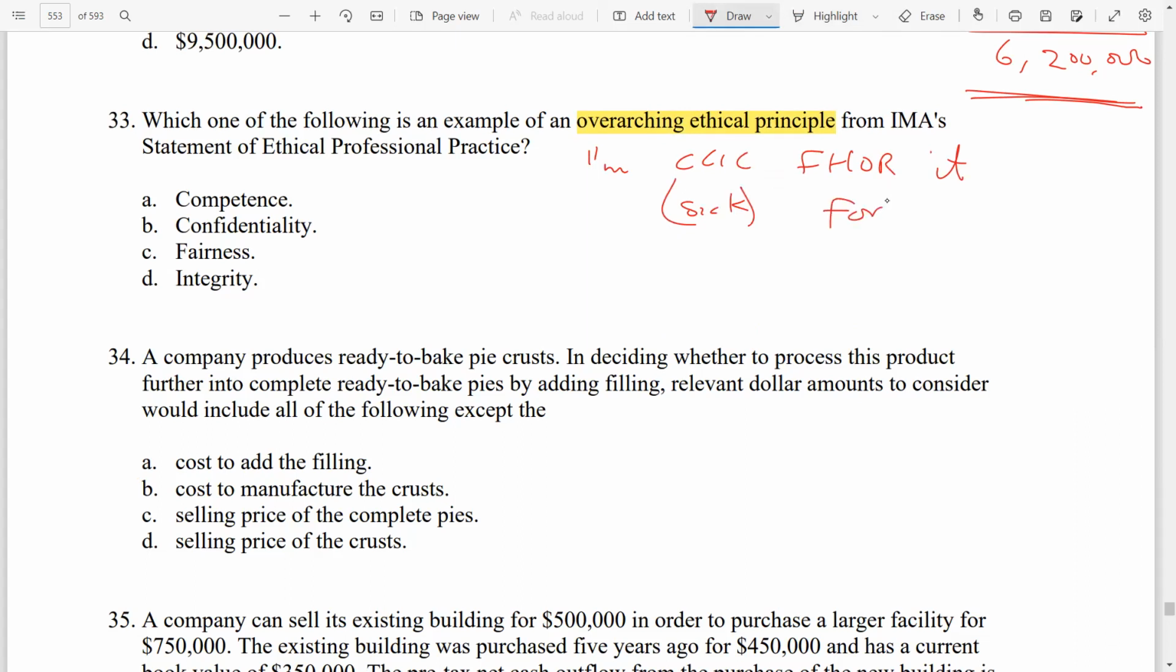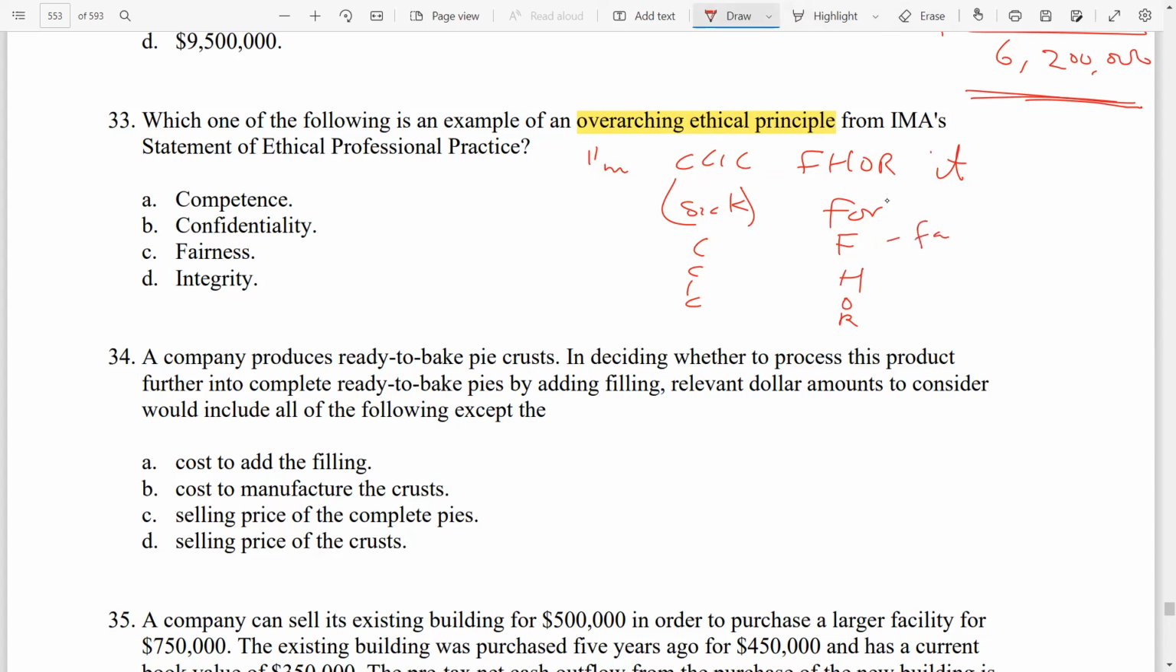The SICK is the standards. Okay, so we have C, C, I, C, and the 4 is F. In case you don't remember, FOUR. So FOUR are the principles, and the SICK is for the standards. SICK standards, FOUR principles. Okay, 4 principles.